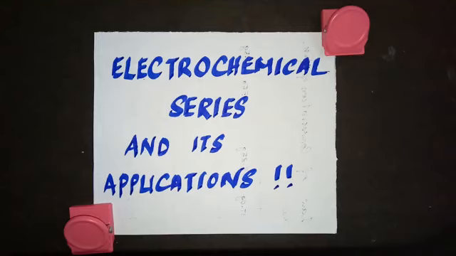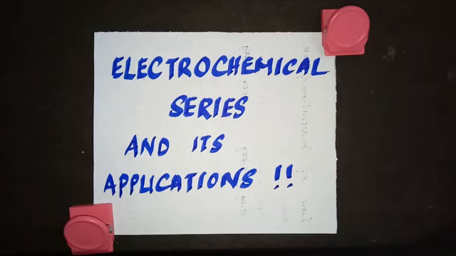Hello guys, in today's video we are going to see about the electrochemical series and its applications. In the previous video we have seen about types of cells, namely electrolytic cells and electrochemical cells, and we have seen how to construct an electrochemical cell in which the chemical energy of a spontaneous redox reaction will be converted into electrical energy. And we have also seen how to measure the standard reduction potential of a half cell by connecting it with a standard hydrogen electrode and taking the standard reduction potential of SHE to be 0.